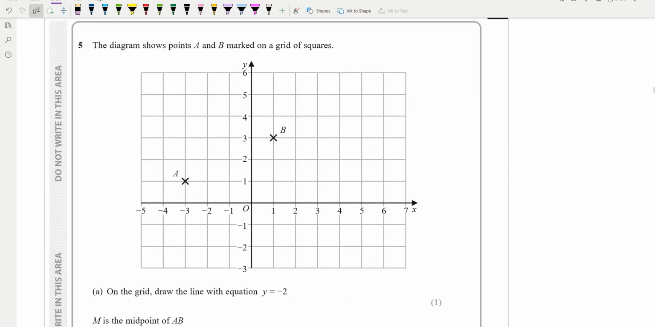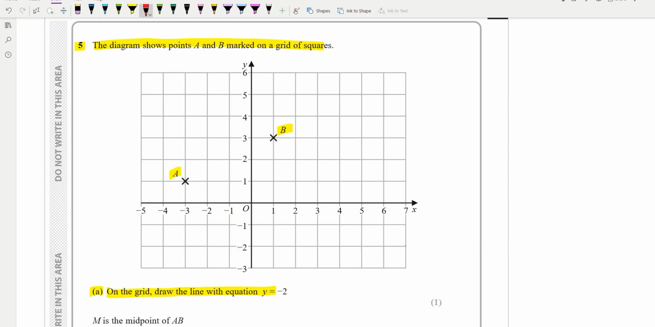Now question number 5, and question number 5 says the diagram shows point A and B. This is point A and this is point B marked on a grid of squares. A part, on the grid, draw the line with equation y is equal to minus 2. So y is equal to minus 2 line. We just have to draw this line, and we can draw this line y is equal to minus 2.